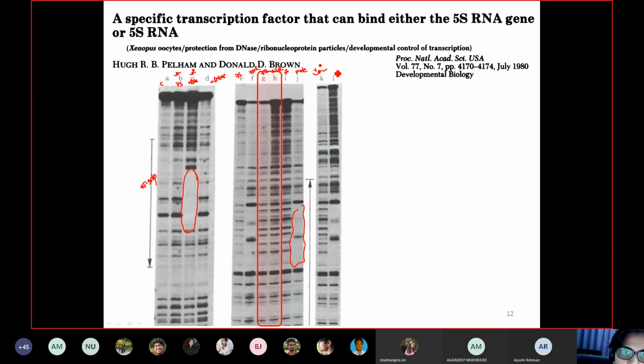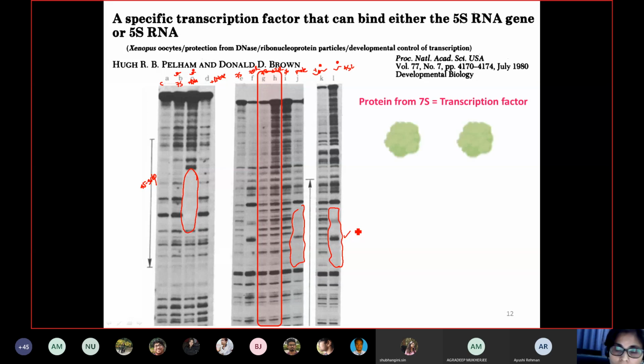And then in this case, you have 42S RNA, and then you have purified protein, that is the same protein, the transcription factor. That means this protein is not able to bind to your 42S RNA, but this protein is free to bind to your DNA, and that's why you see a good protection, especially at this region. And then you see a footprinting assay or the protection of the DNA assay. So with this, they were able to say that the protein they isolated from 7S RNP and the transcription factor that binds with the DNA are exactly similar kind of protein.